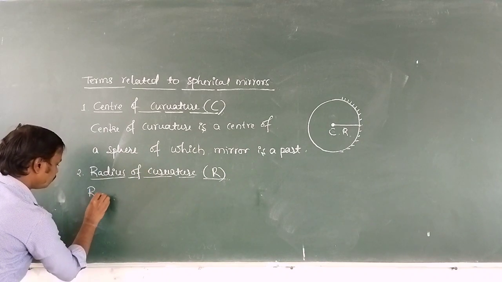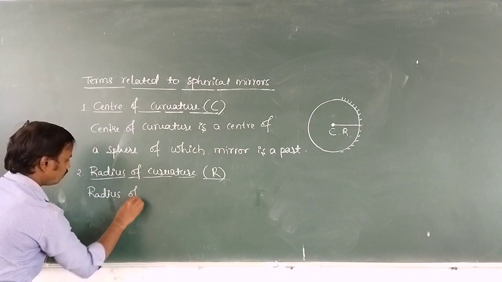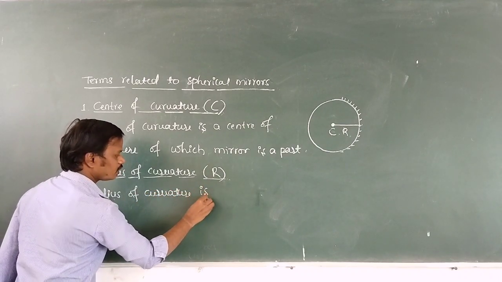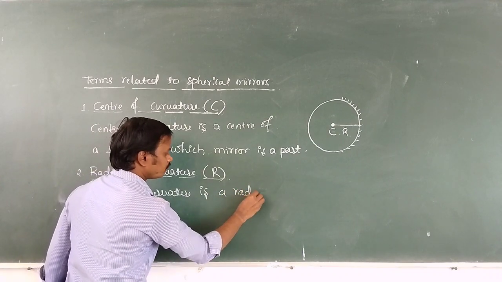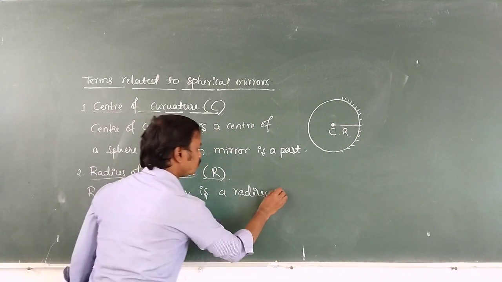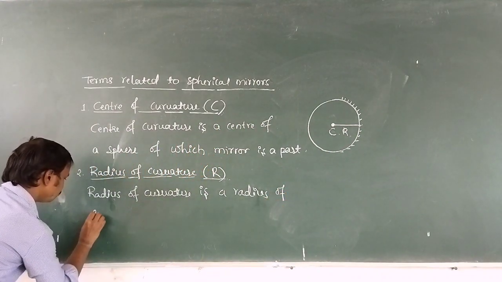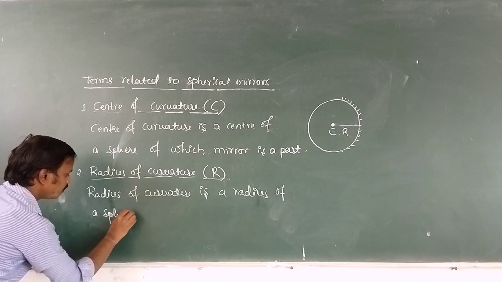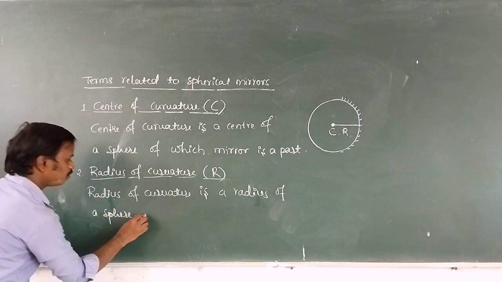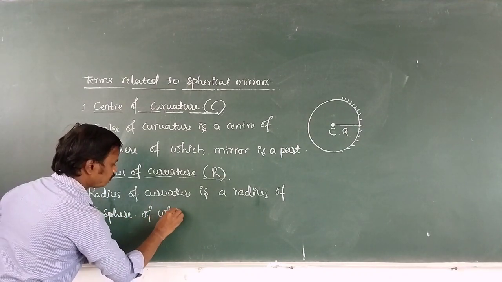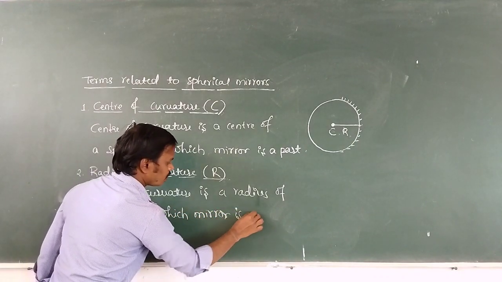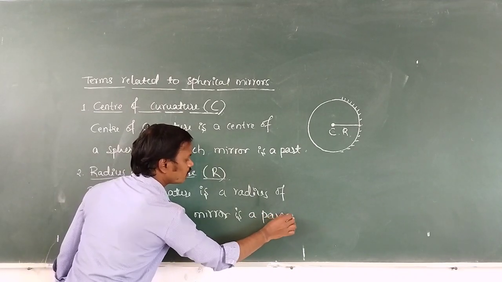Radius of curvature is the radius of a sphere of which the mirror is a part. So this is the definition of radius of curvature.